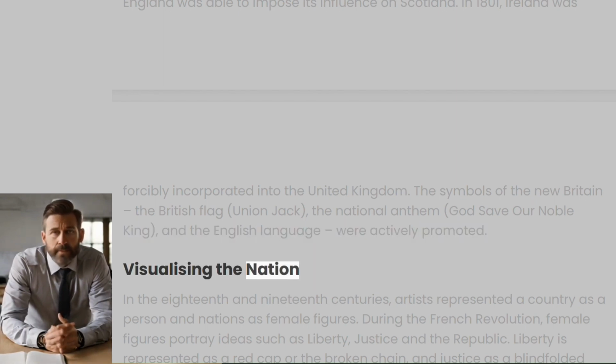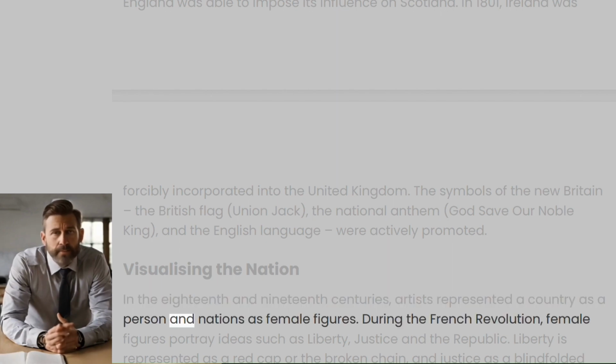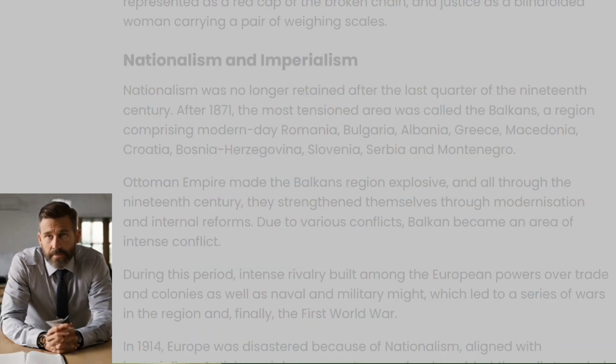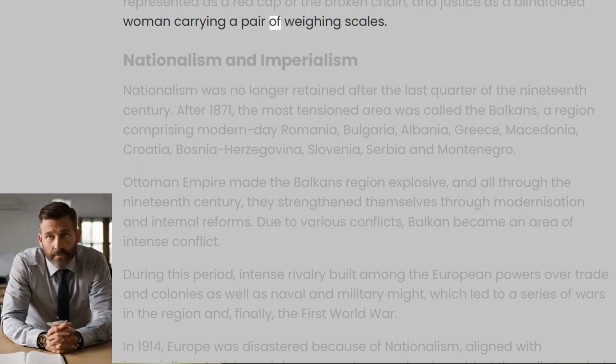Visualizing the nation. In the 18th and 19th centuries, artists represented a country as a person and nations as female figures. During the French Revolution, female figures portrayed ideas such as liberty, justice and the republic. Liberty is represented as a red cap or the broken chain, and justice as a blindfolded woman carrying a pair of weighing scales.